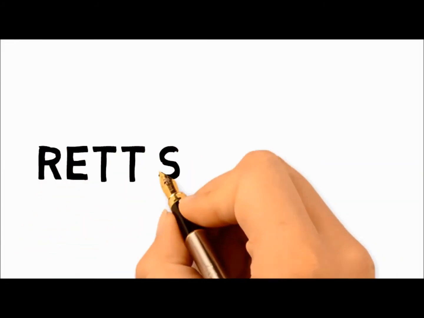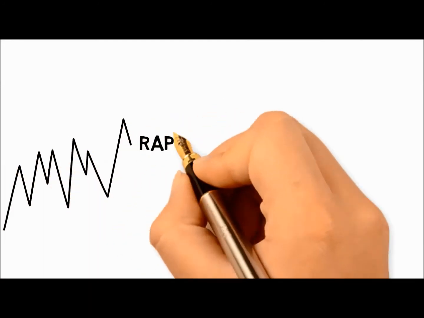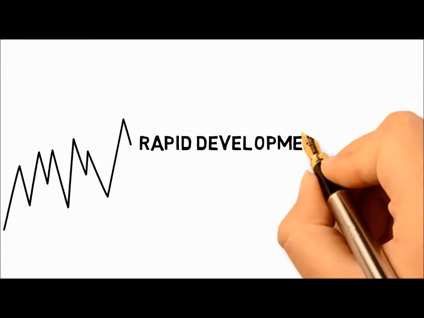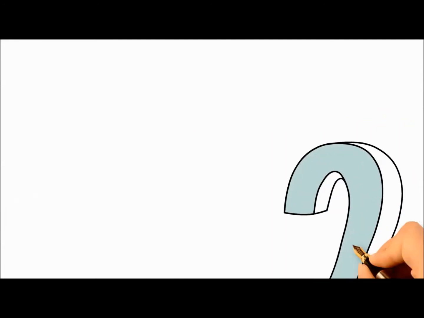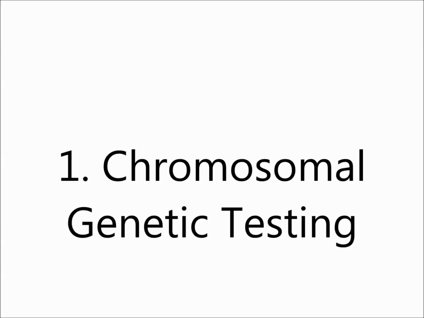Professor Ravine's research is centred on Rett syndrome, but in practice he works with a wide range of genetic tests and disorders, which he has seen undergo rapid development in recent years. So to address our second learning goal, let's have a look at the 3 main types of genetic testing that have emerged throughout this rapid development.